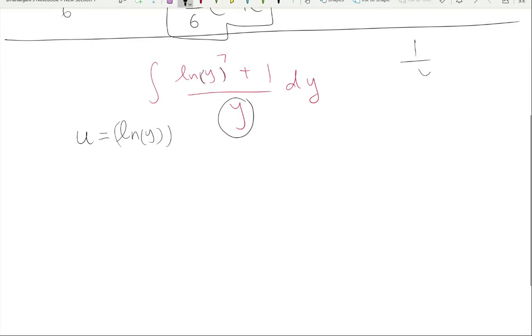Its derivative is 1 over y. Can you see 1 over y somewhere else in the integral? Definitely yes, right here. So we can choose natural log y as the u.